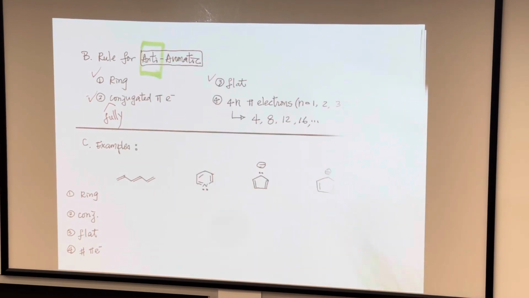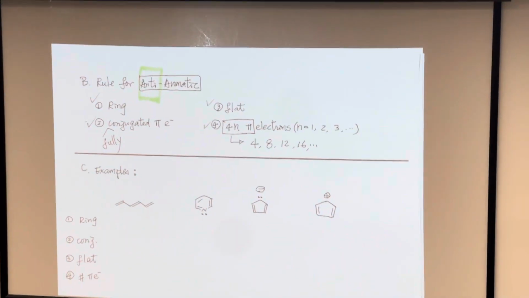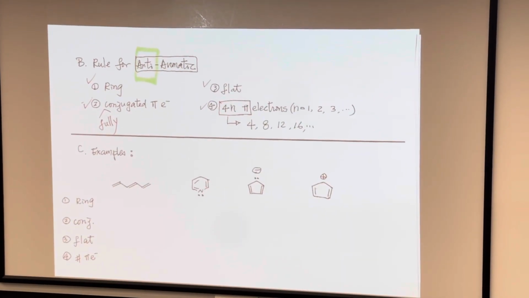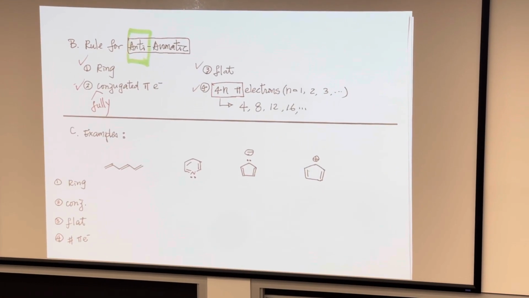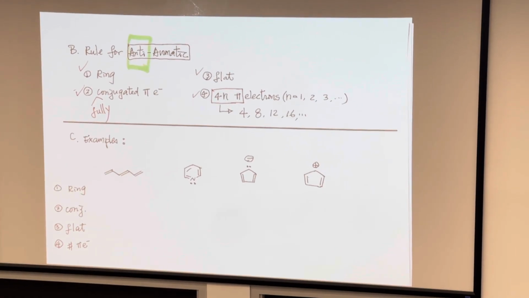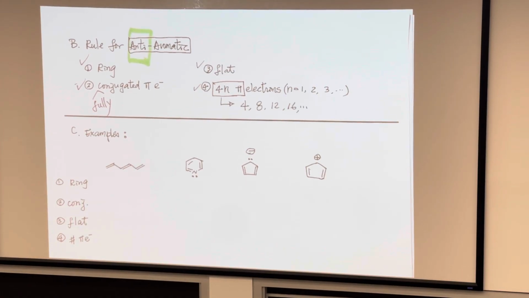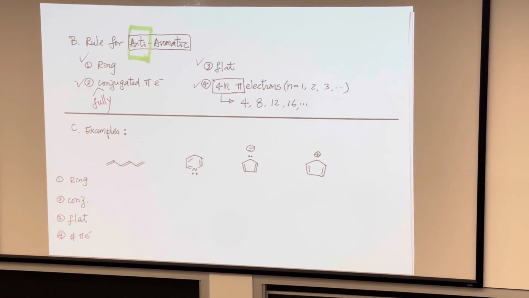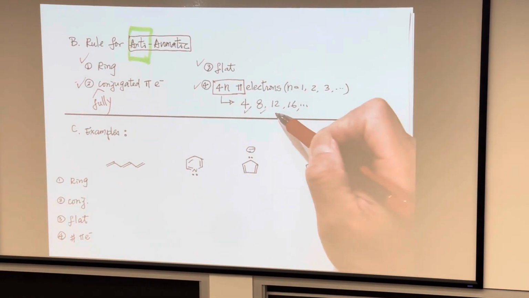But now we have 4n pi electrons. 4n pi, which means, how many pi electrons do you have? 4, the next one plus another 4, the next one plus the second 4. So we have 4 electrons, 8 electrons, 12 electrons, 16 electrons. Using the math expression, that will be 4 times n, and n can be 1, 2, 3, 4. So we have 4 electrons, 8 electrons, 12 electrons, and so on.